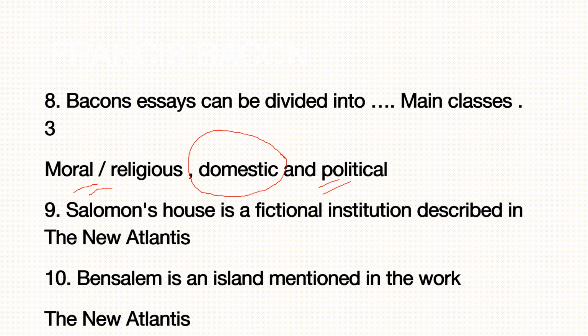Now the next question. Solomon's House is a fictional institution described in which work of Bacon? It is described in the New Atlantis. Bensalem, an island, is mentioned in the work the New Atlantis. So for New Atlantis, we have 2 points to remember. Bensalem, an island, is mentioned there, and Solomon's House is a fictional institution, which is also mentioned in the New Atlantis.